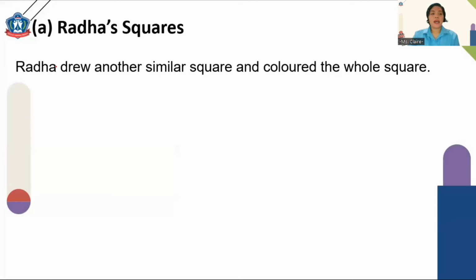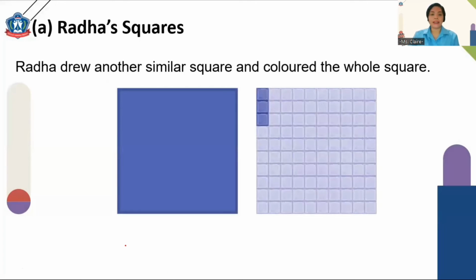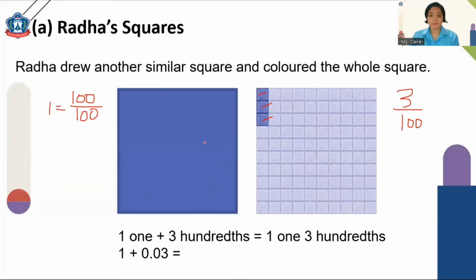Okay. Radha drew another similar square and she colored a whole square like this. So this is already one whole. This is actually 100 out of 100. If you remember our lesson about fractions, one whole is 100 out of 100, equal to 1. And this part is 3 parts out of 100, right? So that is 3 hundredths. Now, 1 whole plus 3 hundredths: 1 plus 0.03 is equal to 1.03.